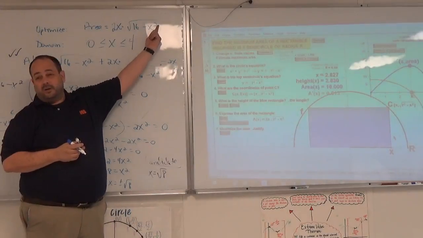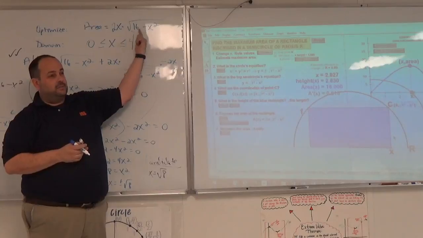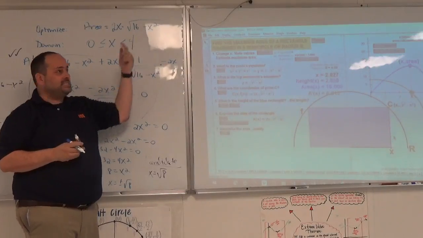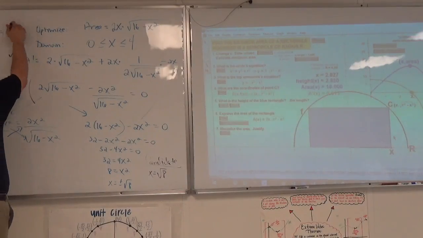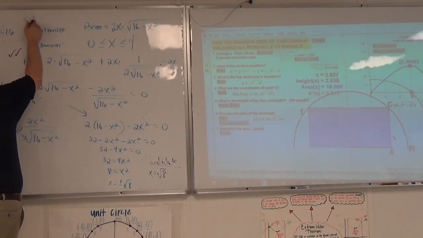Square root of 8, square it: 8. 16 minus 8 is 8. So I've got 2 times the square root of 8 times the square root of 8. Square root of 8 times square root of 8 is square root of 64, which is 8. And you're going to get 16. So that is your best area.